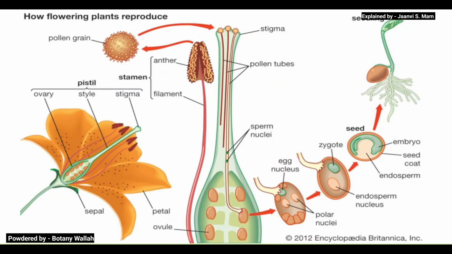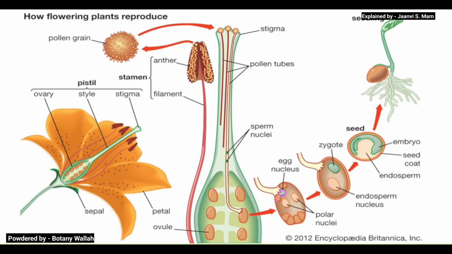Then you can also see here the egg cell in green color. Beside it, you have two synergids. You can see the polar nuclei. You can see the antipodals here. Actually, only 3 antipodals should come. I don't know why 4 are shown.